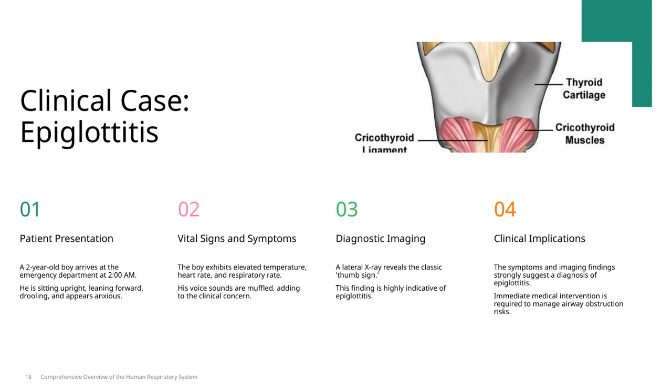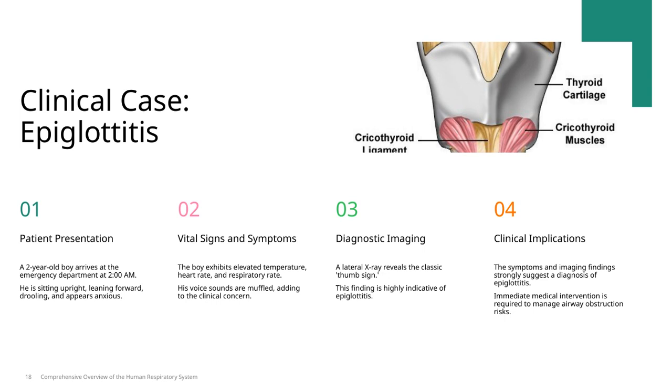When we look at the diagnostic imaging, specifically the lateral X-ray, it reveals what's called the thumb sign. This is a classic radiographic feature of epiglottitis, where the swollen epiglottis looks like a rounded thumb. This finding is highly indicative of the diagnosis.